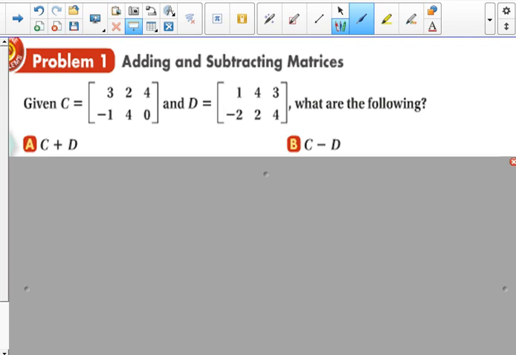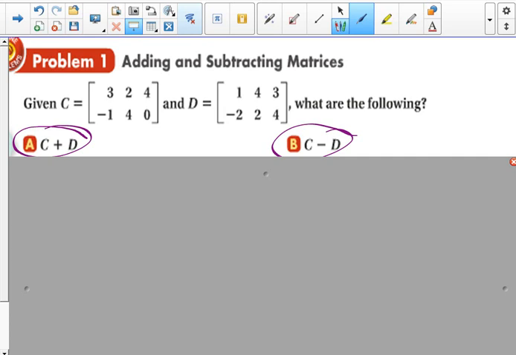Here's two matrices, C and D. And they are both 2 rows, 3 columns. 2 rows, 3 columns. So they're the same size. Now they want to know what is it when we add these two together and what is it when we subtract these two together. So when you add and subtract them, they're going to yield a matrix of the same size. But it's going to have different values according to their corresponding elements. So let's do the first one, C plus D.